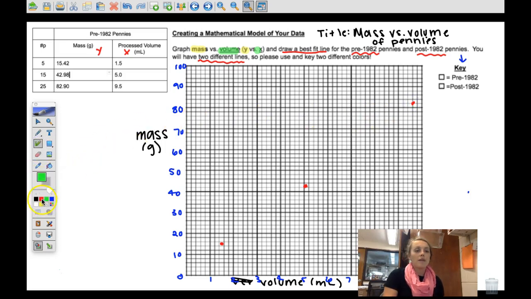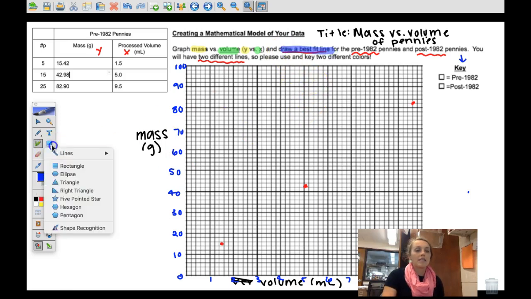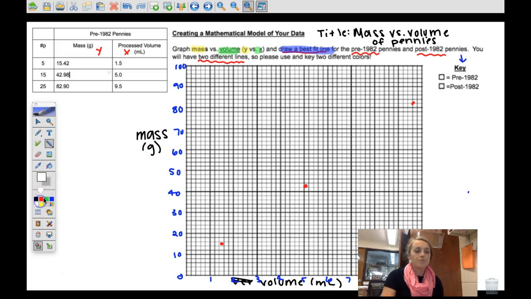Now because I want a best fit line, that means I do not connect the dots, but instead I'm going to take my ruler and I'm going to line my ruler up as best I can with my points, and there's my best fit line. Because the red line is representing my pre-1982 pennies, I'm going to color this box in as red. So now I get to complete this process one more time, but for my post-1982 pennies, and I'm going to be using a different color.